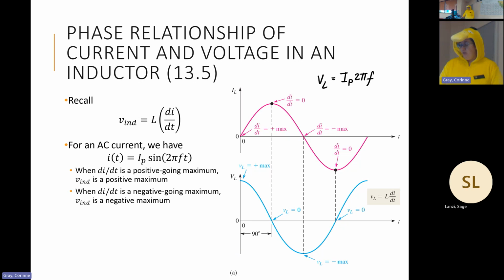Questions so far about the AC inductor stuff? So again, we need to just be careful with how the question is going to be worded for going through and figuring out if it's positive or negative sign.